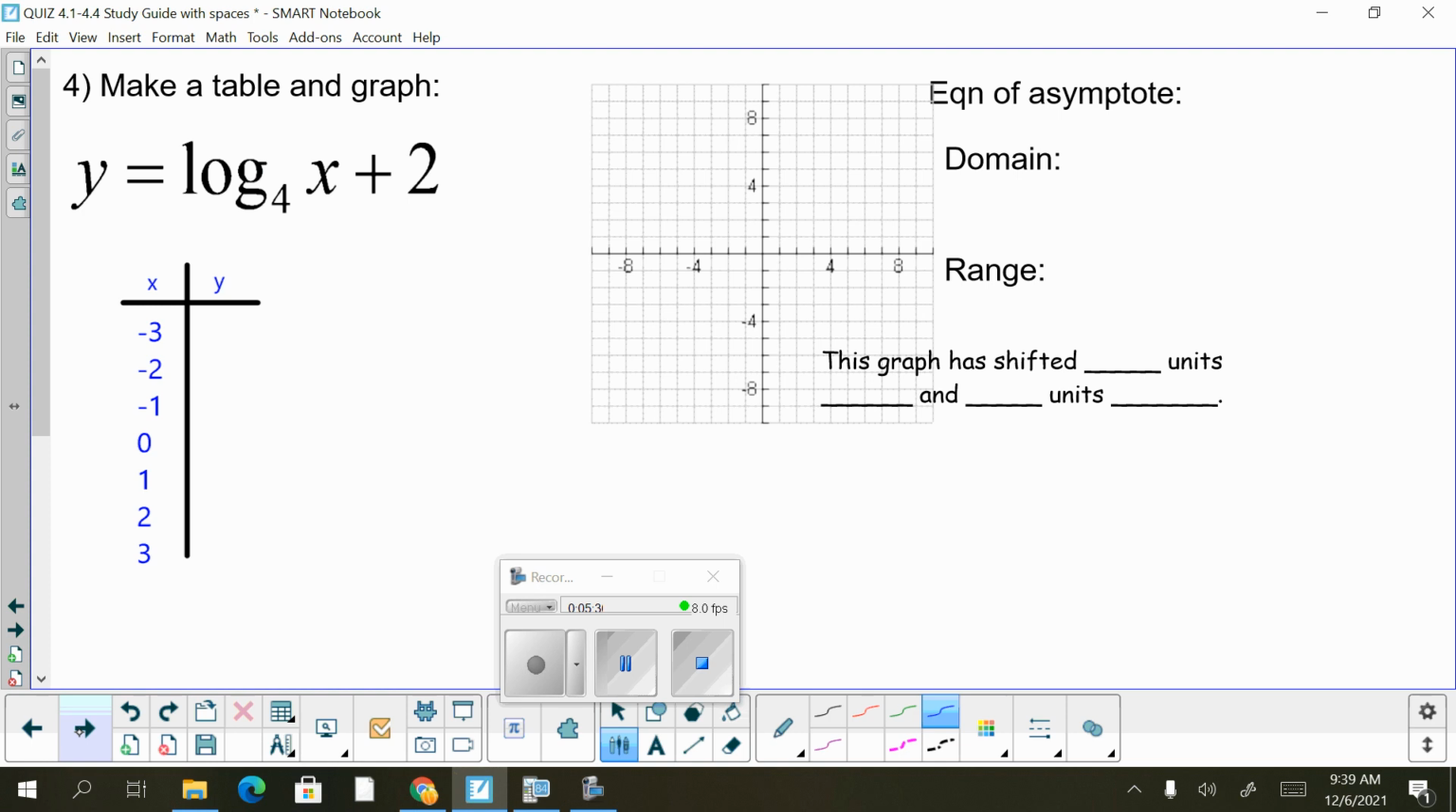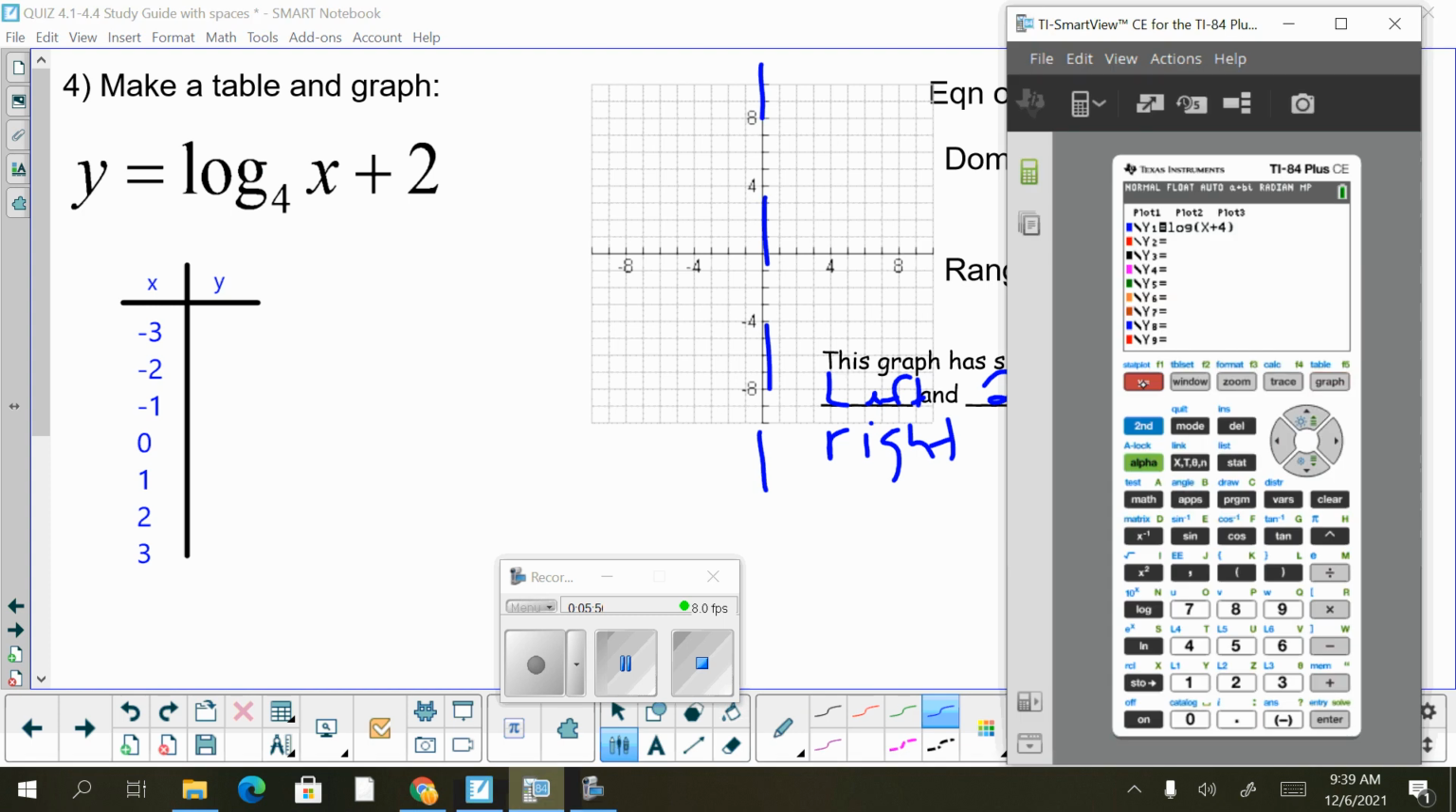All right, this log graph has no vertical shift, no horizontal shift. So the asymptote's still going to stay at 0, 0. It has a vertical shift of 2 up. So no left-right shift, but 2 up shift. Let's get it put in the calculator, take a peek.